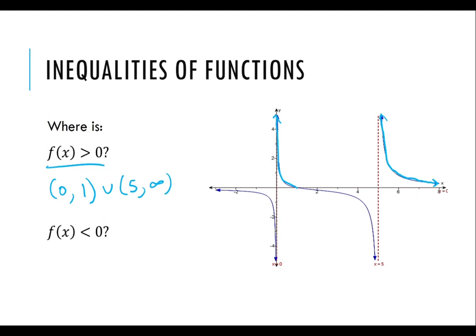Now we want to know, where is this function below the x-axis? Well, notice that all of this stuff is below the x-axis, and this stuff. And so then labeled in terms of the x values, that's going to be from -infinity up to 0, but not including, union, not including 1 up to 5, not including because of course the vertical asymptote.